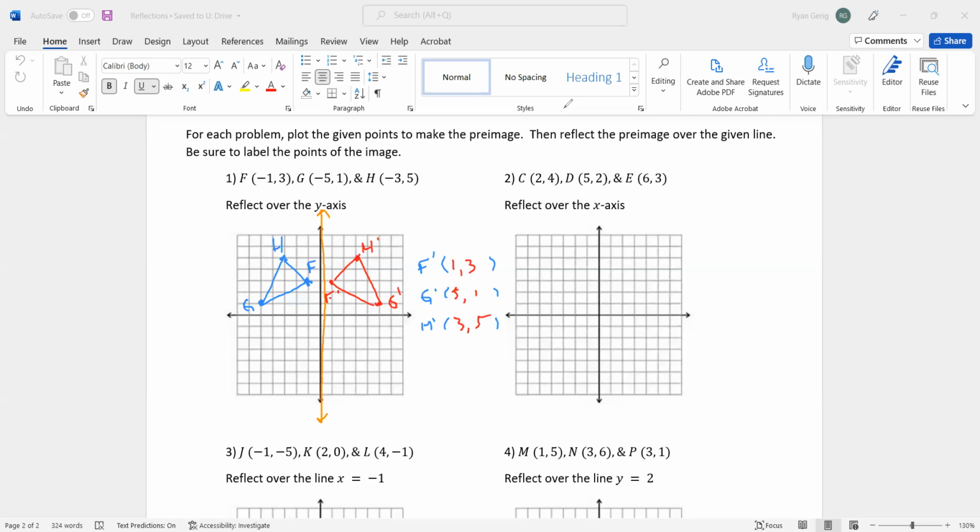Okay. And notice the orientation is different. F, G, H go in a clockwise direction. F prime, G prime, H prime, counterclockwise. Okay. Second one.